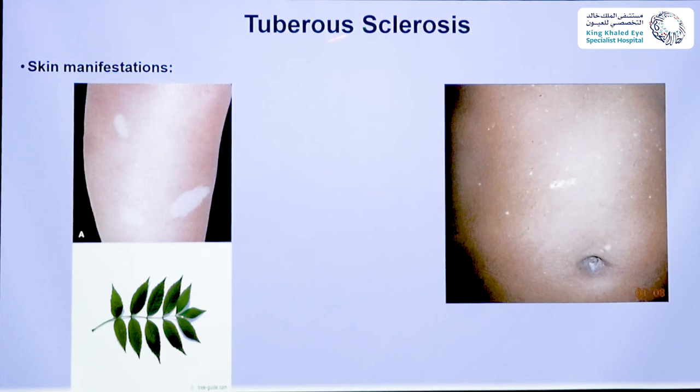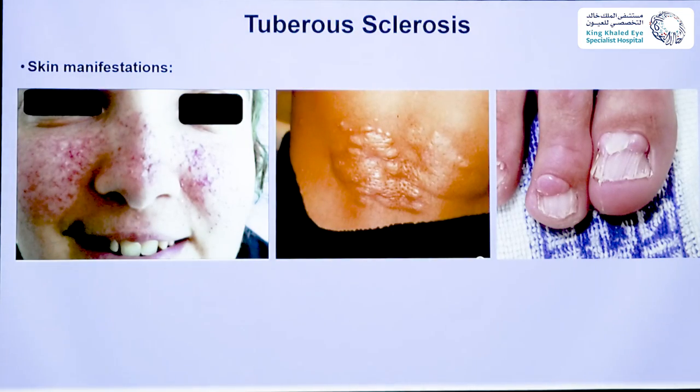So you can see here the ash leaf spots or the hypomelanotic macules. It mimics just like the ash leaf. And these are the small lesions that we talked about, which are called confetti skin lesions. This is considered minor. You cannot see it in many patients as in this one, which is characteristic of tuberous sclerosis. Again, with the findings, you can see the angiofibroma.